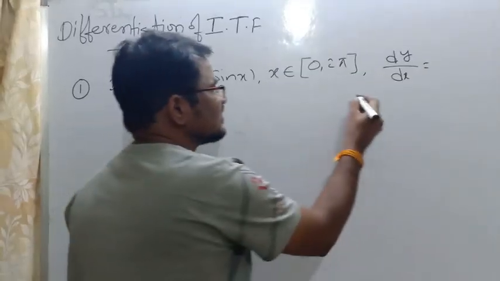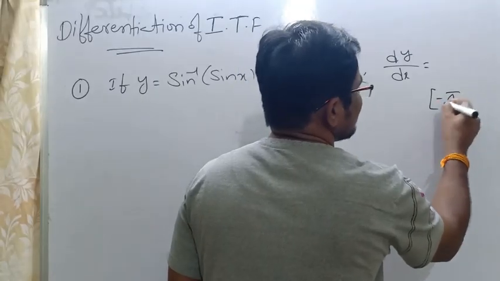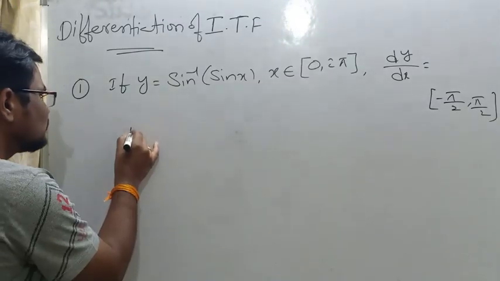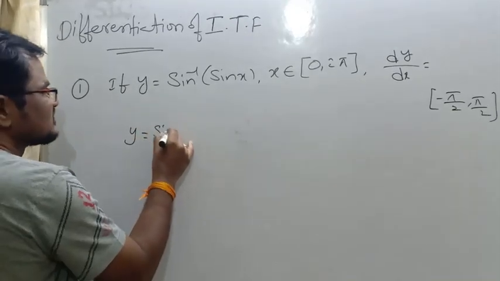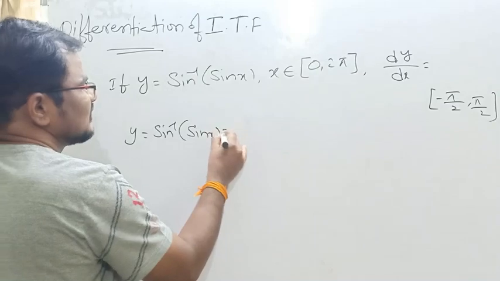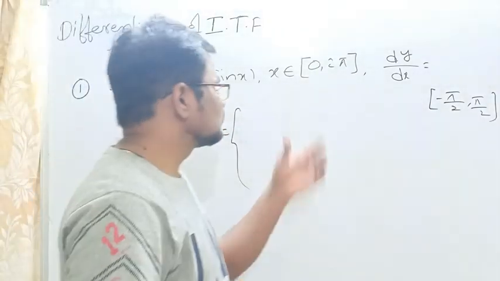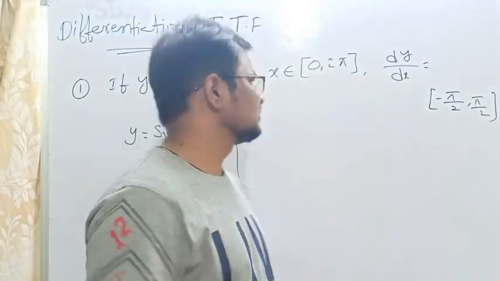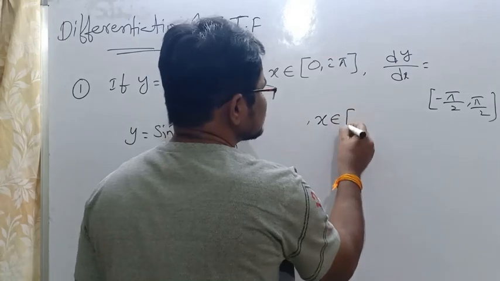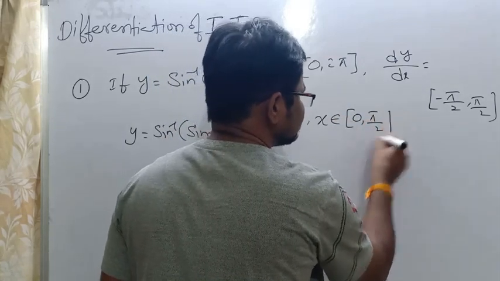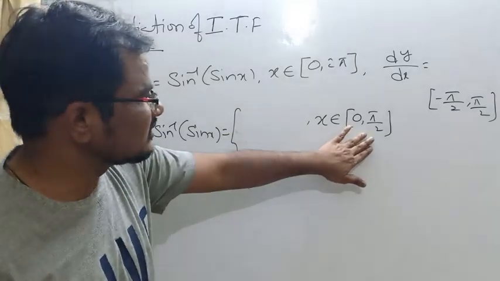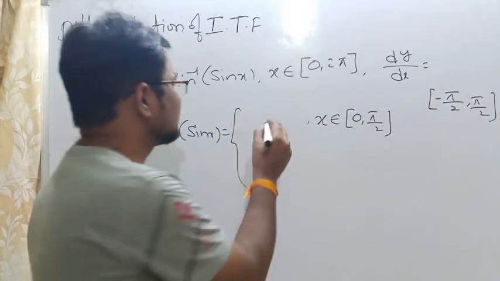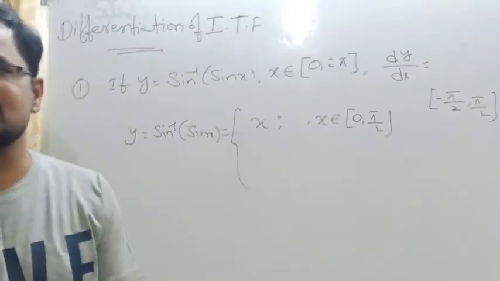So how to find? We know that the range of sine inverse x is minus pi by 2 to pi by 2. Now, how to write sine inverse of sin x? We want the differentiation in the closed interval 0 to 2 pi only. If x belongs to the closed interval 0 to pi by 2, this interval belongs to the range of sine inverse, so directly you can write it as x.